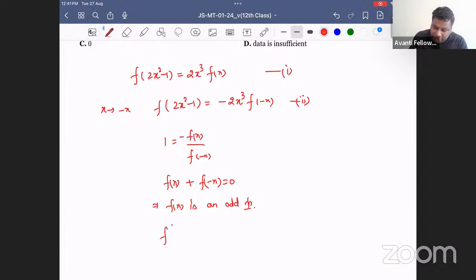So f of 2010 at x equal to 0. You are differentiating an even number of times, so you are getting an odd function. So it will be passing through the origin. All right.